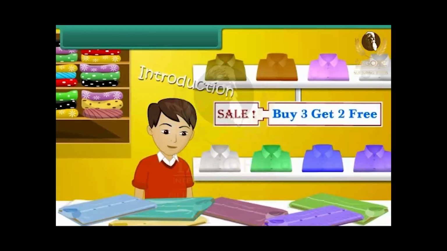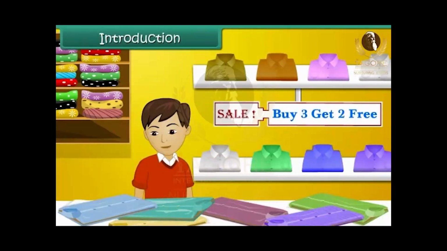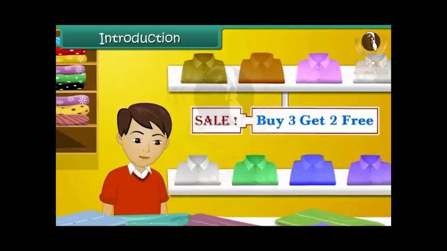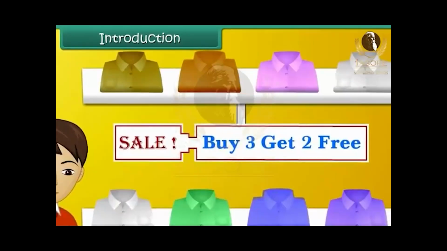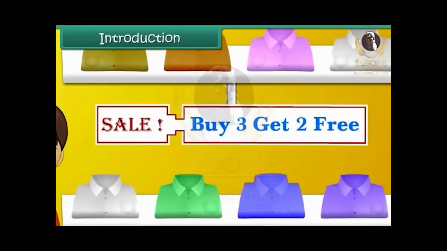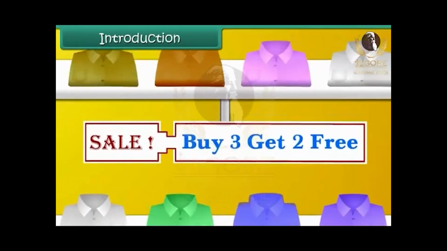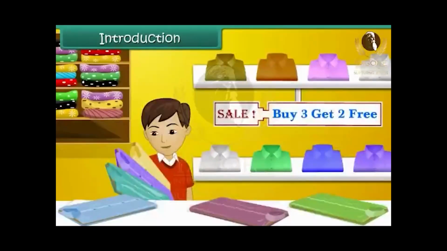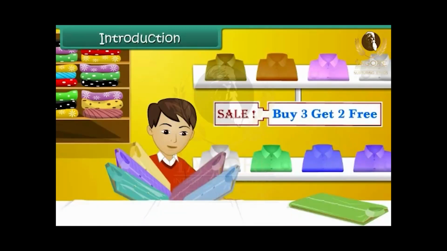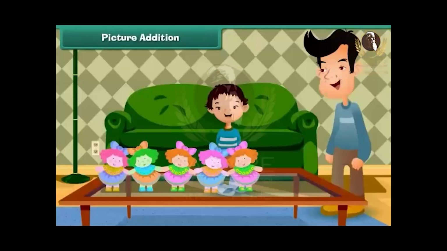Introduction. Arun is buying shirts for himself. A discount sale is on at the shop. The shop is offering 2 free shirts with every 3 shirts purchased. Arun selects 3 shirts. The shop gives him 2 more. Now he has 5 shirts in all. Arun is very happy. In this lesson, you will learn addition.